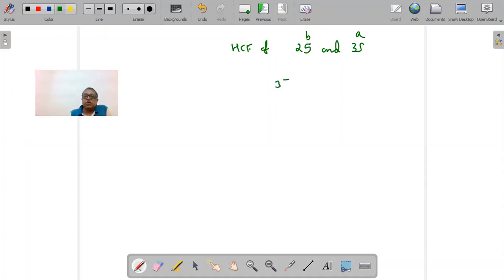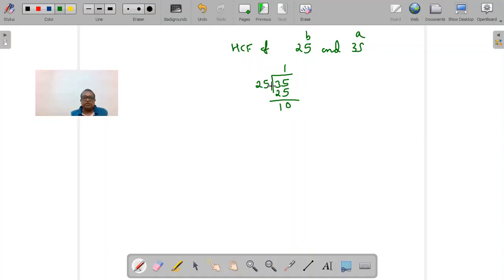So what am I going to do? I'm going to divide the bigger by the smaller always. Bigger number has to be divided by the smaller, not smaller by bigger. Now 25 ones are 25. This is my first step. I'm going to subtract this, I'll get 10. Now, is the remainder 0? The remainder is not 0. If the remainder is 0, stop. If the remainder is not 0, the trick is the last divisor will become the new dividend. The last divisor will become the new dividend.